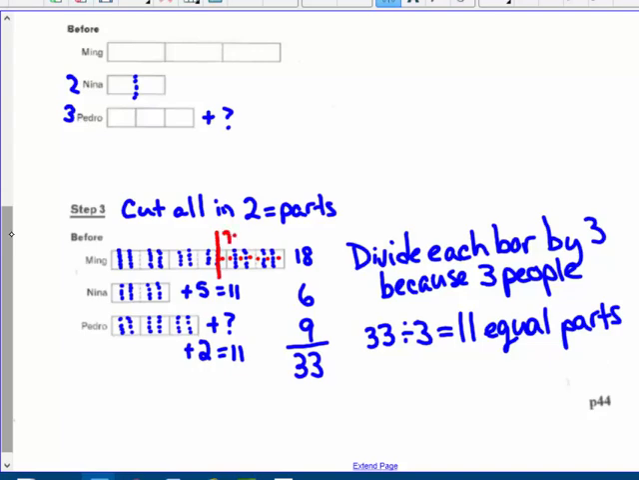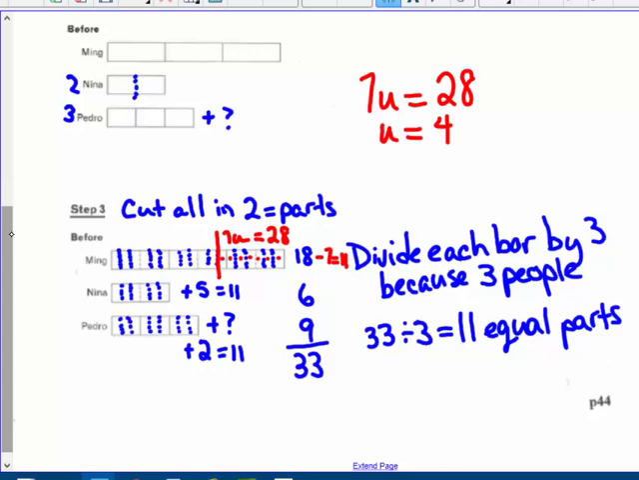So these 7 units is after Ming gave 28 oranges. These 7 units equals those 28 oranges. So if I take away 7, she'll be at 11. So now they're all at 11. So here's my math. 7 units is those 28 oranges. So 1 unit must be 4.